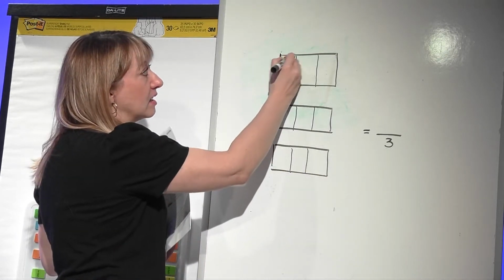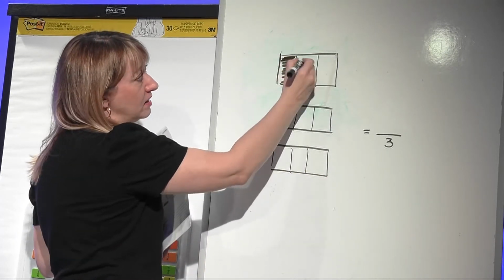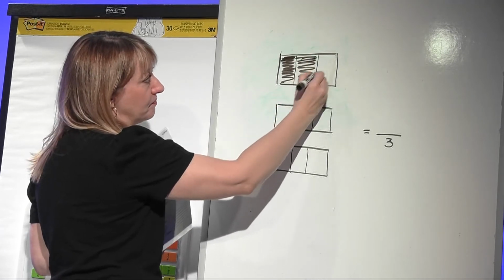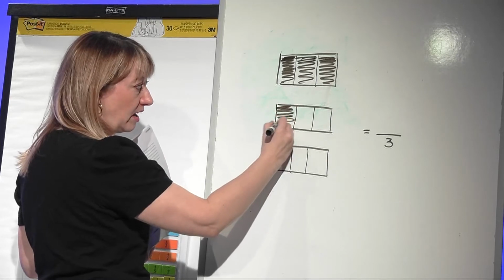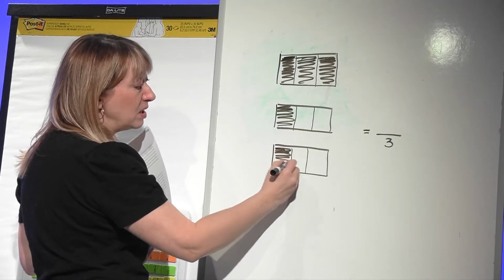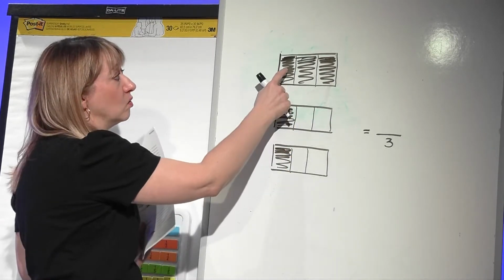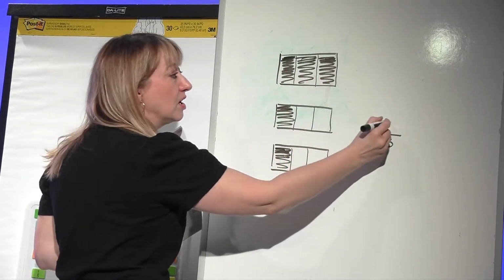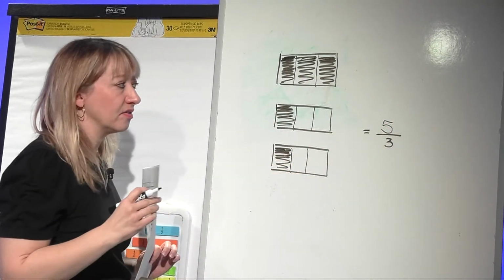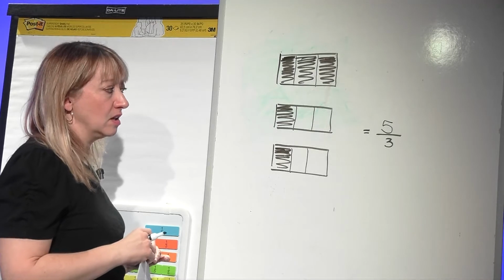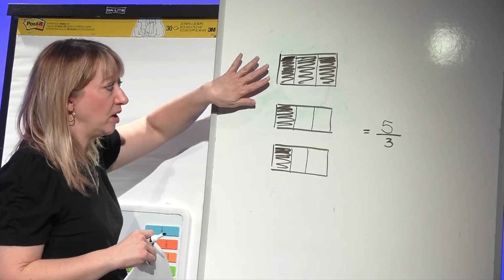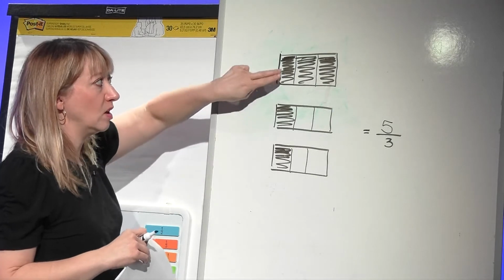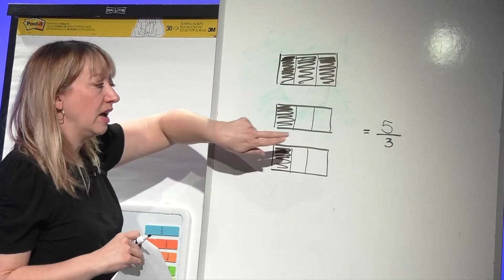If I think about how many pieces I have taken, I'm just going to shade in the pieces that represent what I've taken. How many pieces are there altogether? 1, 2, 3, 4, 5. So I have 5 out of 3. So clearly I've taken 1 whole candy bar and then 2 more pieces. So 1, 2, 3, 4, 5. I've taken 5 out of 3.